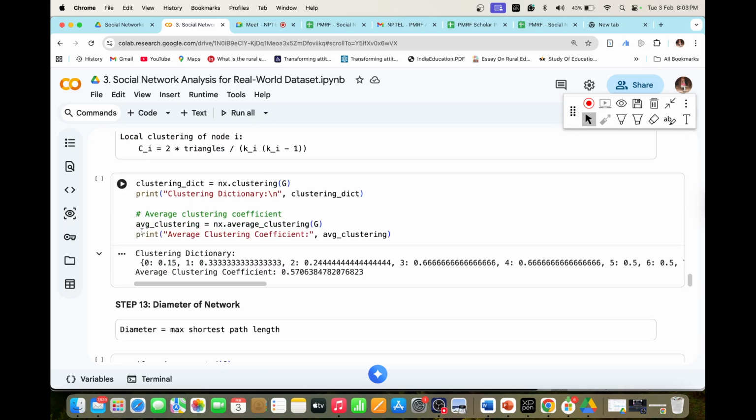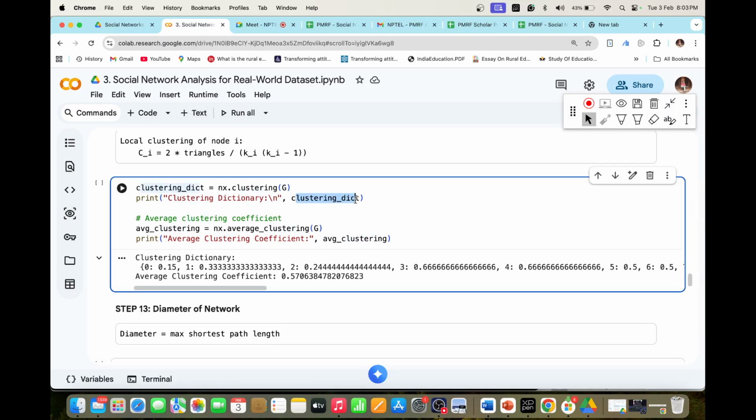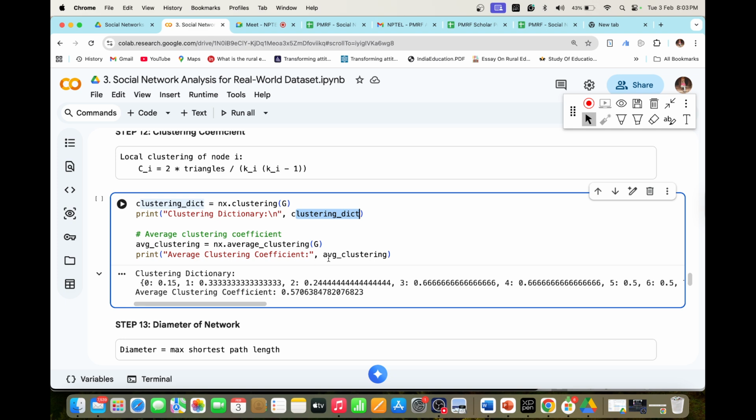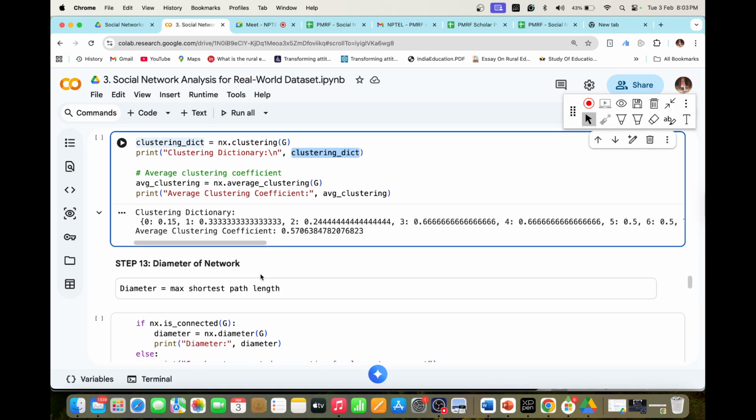Okay, and then local clustering node, that is also a formula, clustering dict. By that we can get the clustering dictionary. And average clustering coefficient by average clustering, and clustering dictionary by clustering dict. So these are the two things, and this is also nice.